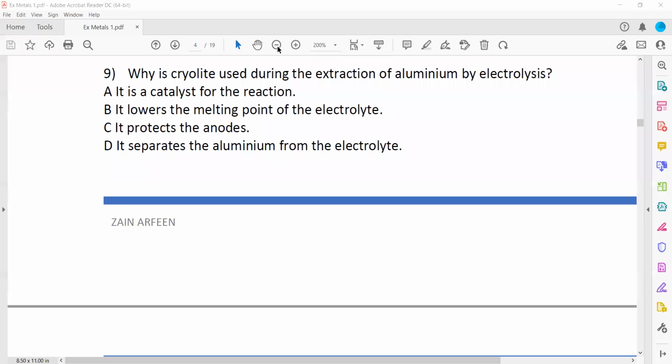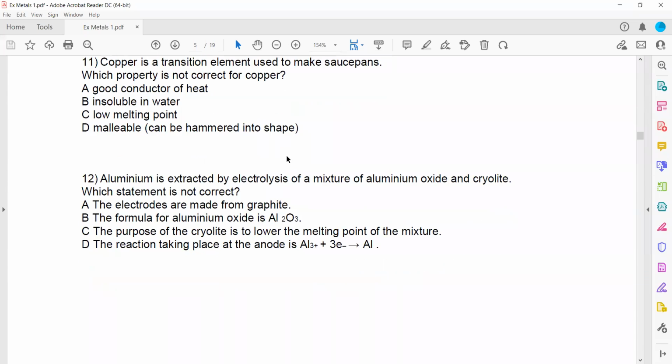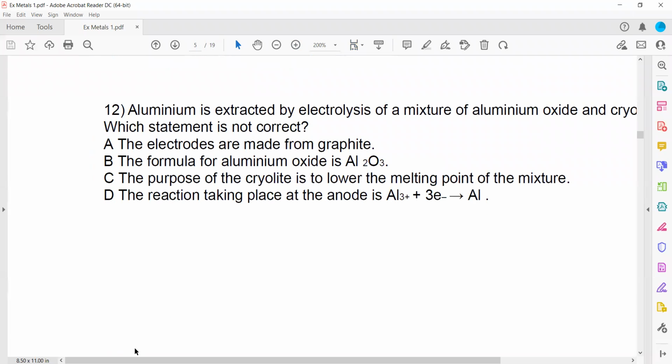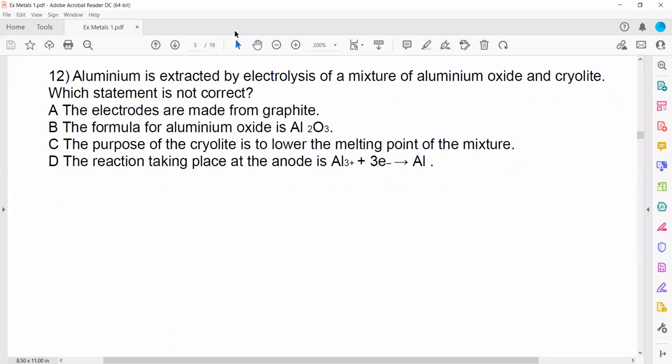So the purpose of the cryolite is that it is used as a solvent, to lower the melting point of the aluminium oxide. Question 12. Aluminium is extracted by electrolysis of a mixture of aluminium oxide and cryolite. Which statement is not correct?